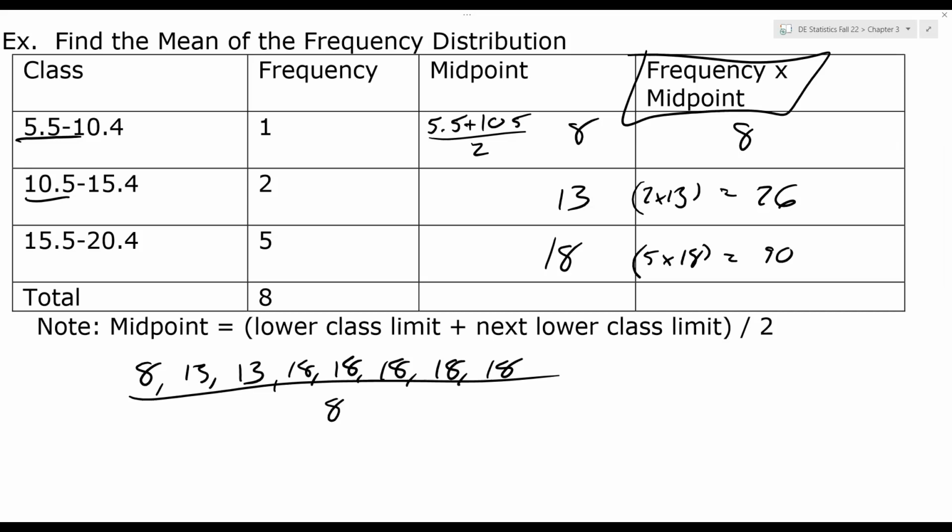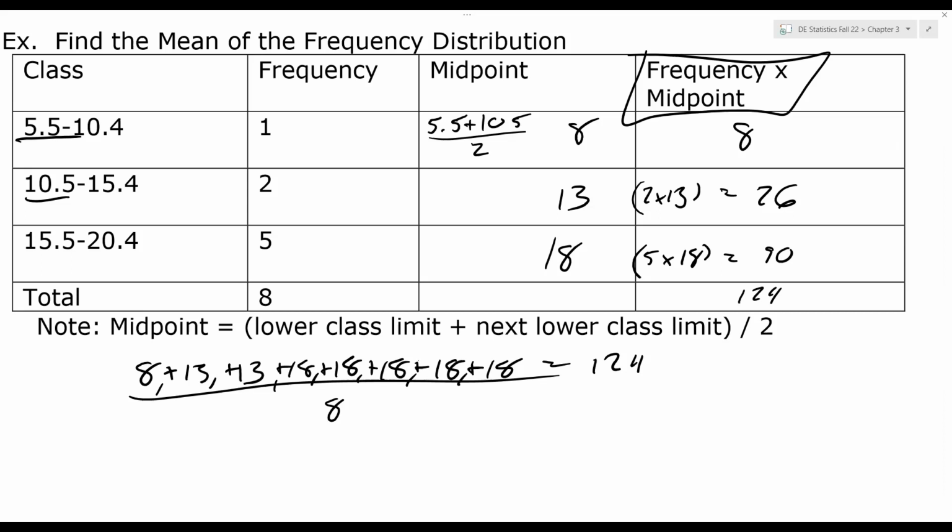So 8 plus 26 plus 90, and that gives me 124. So I can either do this the nice shortcut way, which is the midpoint times the frequency and add those up, and I'll get 124. Or if I add up all 8 of these values, I get 124. So using the midpoint times frequency is just a shortcut. It's just an easier way of finding the numerator for our average calculation.